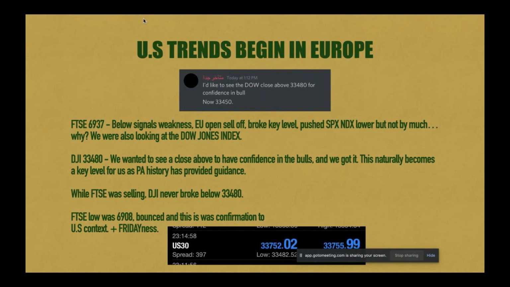So price action in terms of context, guys. Let's just stick with this basic rule here. Now that we're jumping in head first into context, start with this and write it down: U.S. trends begin in Europe. Simple. Any questions? I'll wait on that. I'm going to leave it right there before we continue. U.S. trends begin in Europe.